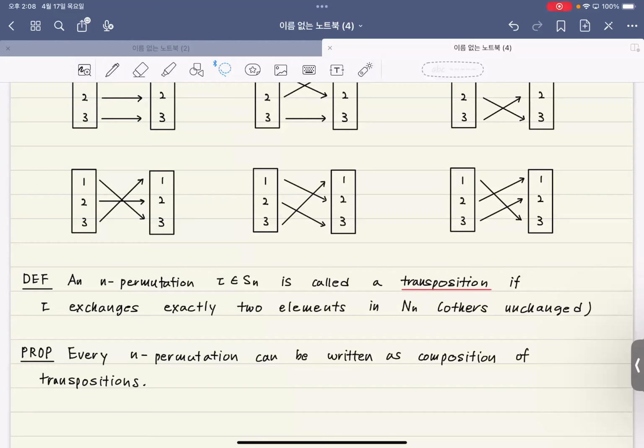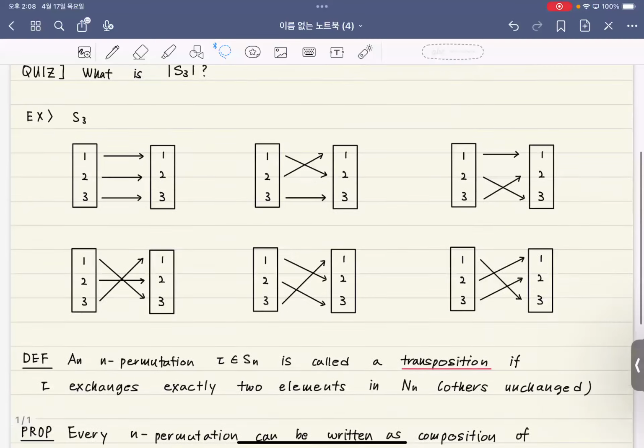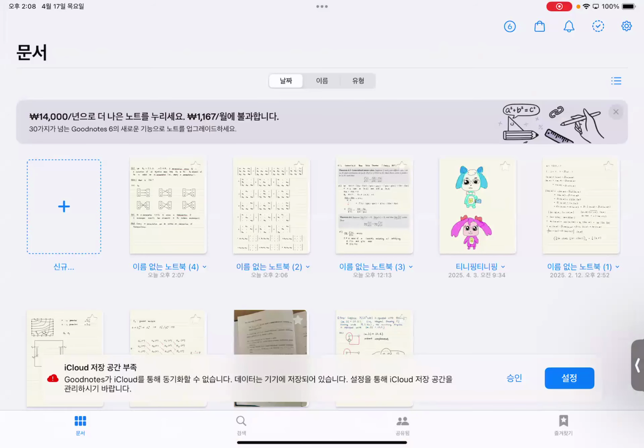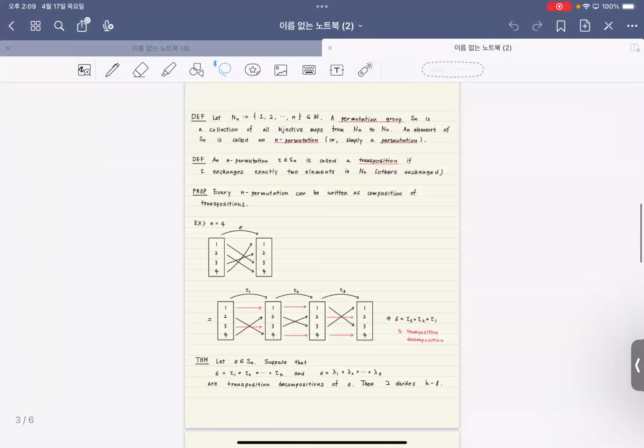How do I prove this? Actually, the proof of this is not terribly complicated, but because I don't have enough time, I'm not going to prove this. I will just omit it. But I believe I can convince you by showing you a picture, showing you some example.